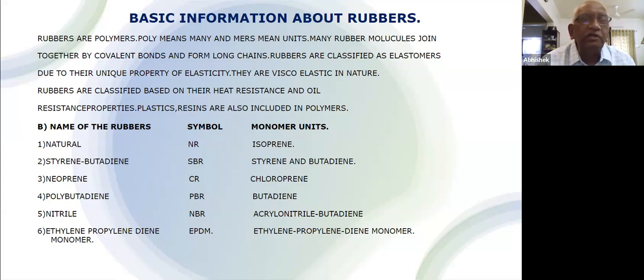Now, since natural rubber is a natural thing, there are other man-made polymers or man-made rubbers, which are called synthetic rubber. The following list will give you an overview of the synthetic rubbers. For example, styrene butadiene rubber, which is called SBR. Here, the monomer units are styrene and butadiene. Styrene is again an organic compound, whereas butadiene is an aliphatic compound.